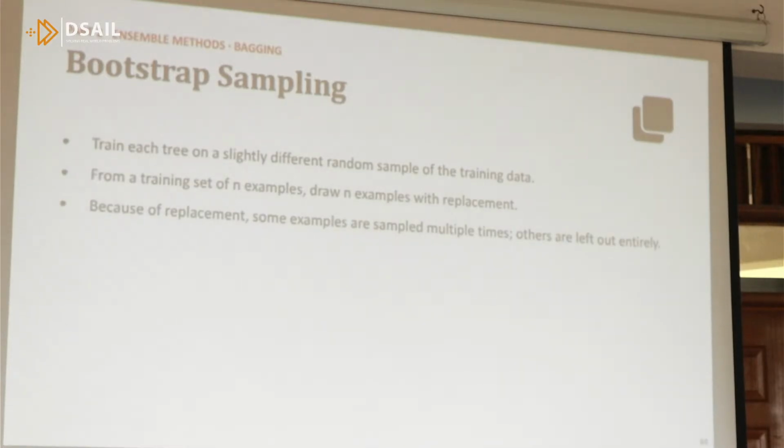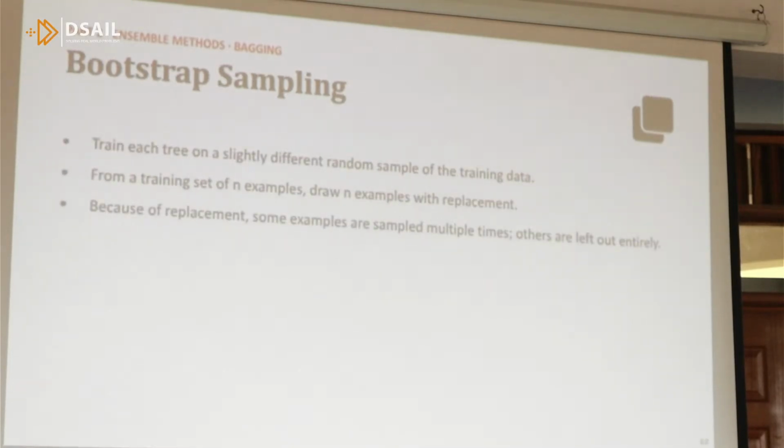So we pick n from the 1,000, train one tree on that, repeat again with the same set of 1,000, pick another different n. Ideally, because of replacement, we will have sampled some rows multiple times and a few others will be left out entirely. So it sort of tries to even that out.